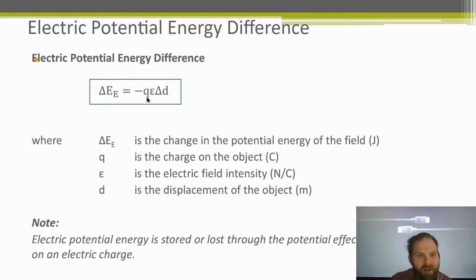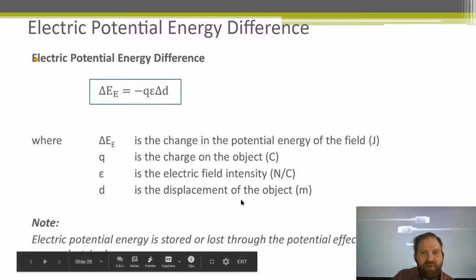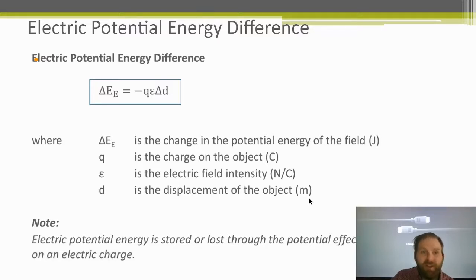So if you forgot, we're going to say that our EE here is the electrical potential energy of a field, and like all energies, we're going to measure it in joules. We have Q, as previously. Q is going to stay the charge of the object in coulombs always. Epsilon is the electric field intensity, and it's in newtons per coulomb. D is the displacement of the object, and it's important to remember it's in meters. Sometimes we're going to be using very, very small numbers, but remember to change those to meters first.